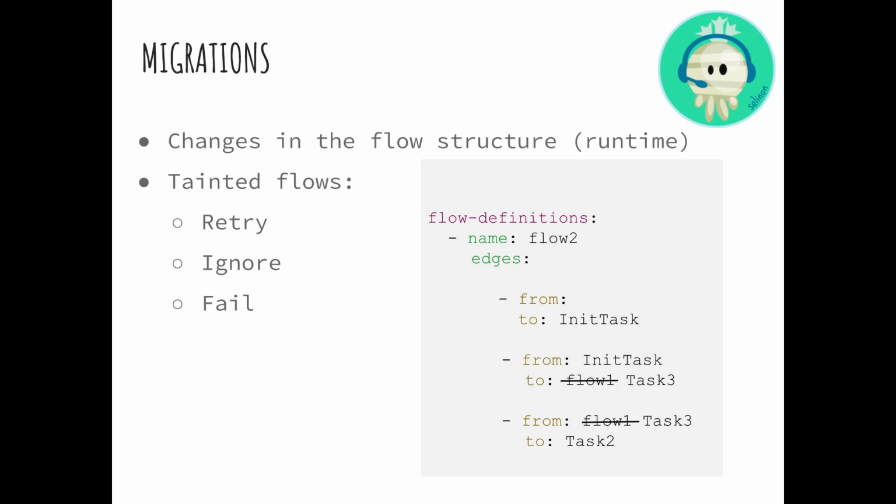Okay, so let's have a look at migrations. So imagine you have a running production system. It respects your YAML configuration file, and then you realize, okay, I have this flow definition, I run init task, but after init task, I don't want to run flow 1 actually, but I would like to run task 3 for some case. And after task 3 finishes, I would like to run task 2, so I'm basically replacing flow 1 with task 3. What can I do?